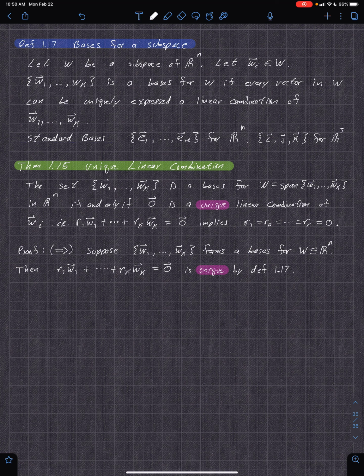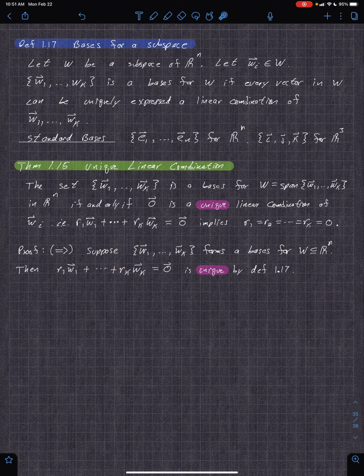So to start the proof, this means we're going the if-then statement. So if this is a basis, then 0 is a unique linear combination. So let's suppose first that w1 through wk forms a basis for W, a subset of Rn. By the definition of basis, we're going to be using that a couple times, this linear combination is unique.